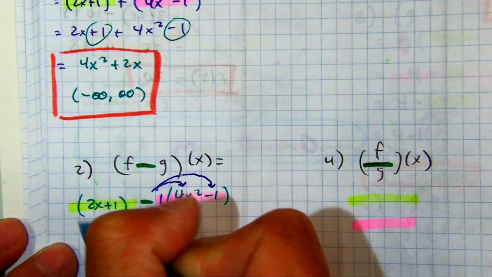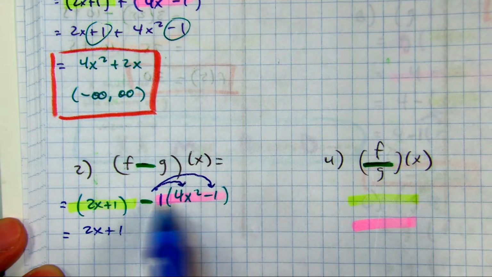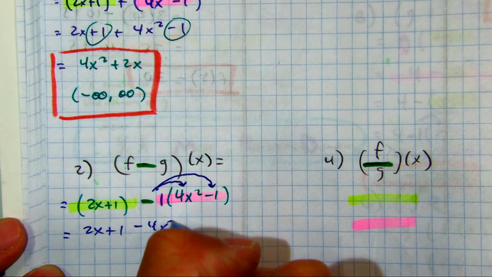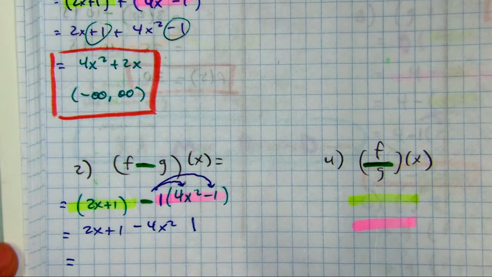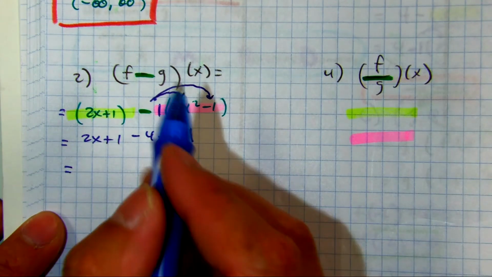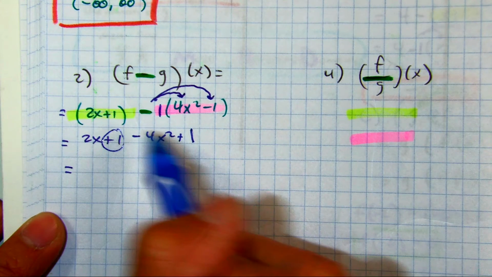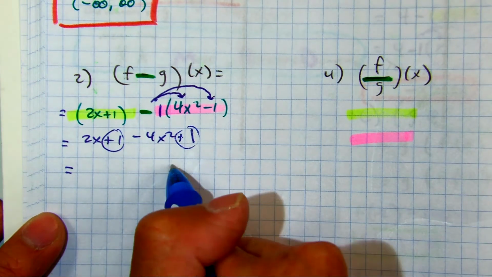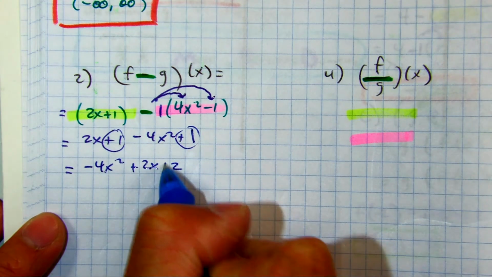I don't need the parentheses here, but over here I do. Class, negative 1 times 4x squared. Negative 4x squared. Negative 1 times negative 1. And then I'm just going to combine like terms. Which ones are like terms? You are correct, too. So negative 4x squared plus 2x plus 2.